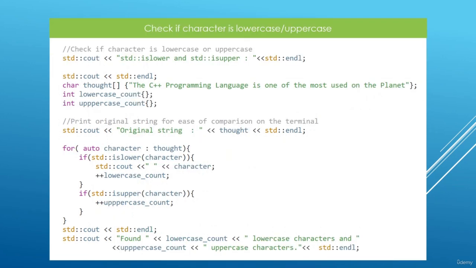Here is another example that we can use to check if a character is uppercase or lowercase. We have an array of characters here. Inside we have some text, and we have a few variables to keep track of how many characters are lowercase or uppercase. We're going to set up a loop, which is going to be a range-based for loop, and if std::islower is true, we're going to increment the lowercase count. If it is uppercase, we're going to increment the uppercase count. This is how we can do this. And we are going to print that information when the loop here is done.